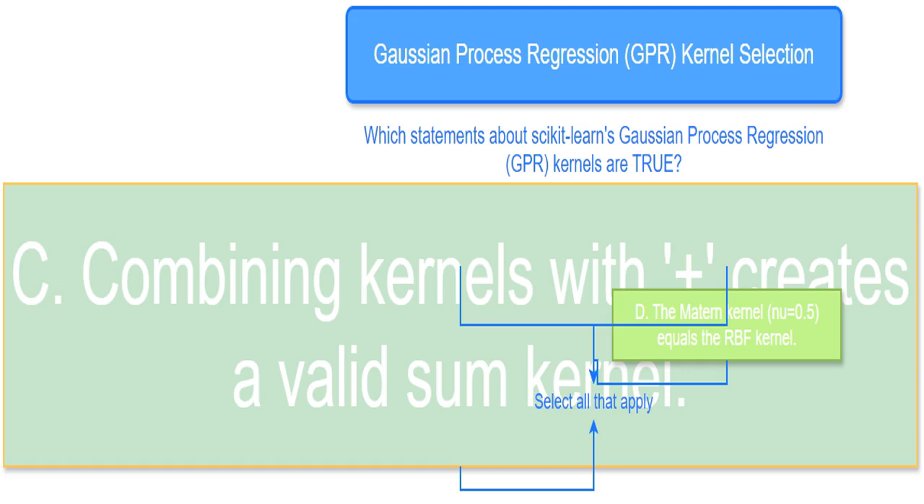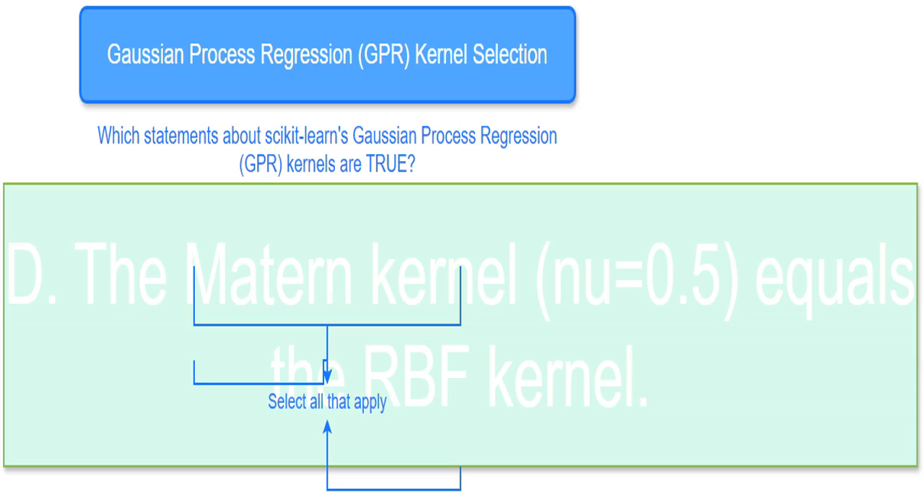You can combine kernels by adding them together using the plus operator. This is a valid operation. The resulting kernel simply outputs the sum of what each individual kernel would output. It's like having 2 different ways to look at the relationship between points, and combining both perspectives to get a better overall view. The Matern kernel with nu equals 0.5 is not the same as an RBF kernel. While they are related, they have distinct mathematical formulas, leading to different behaviors. The Matern kernel is more flexible and can represent a range of smoothness levels via its nu parameter.